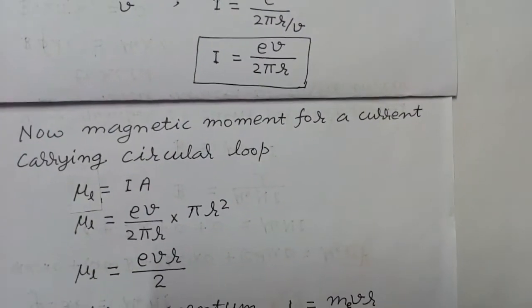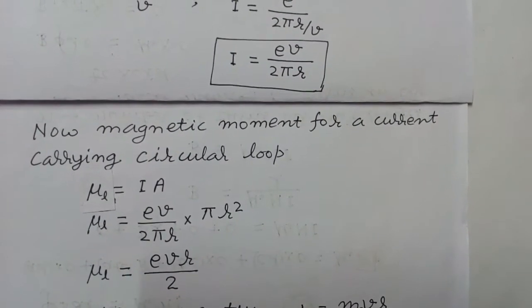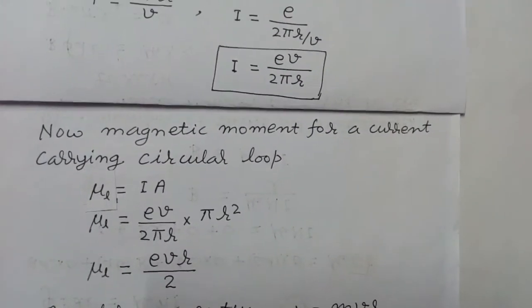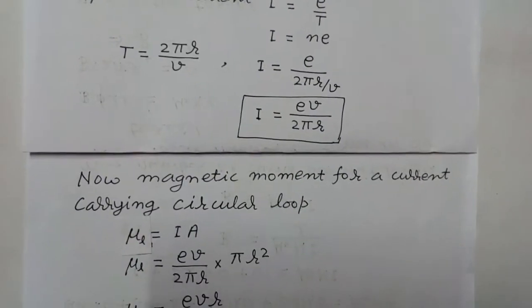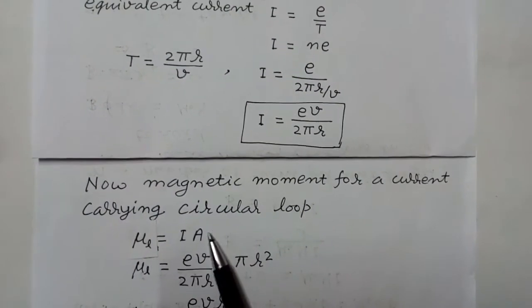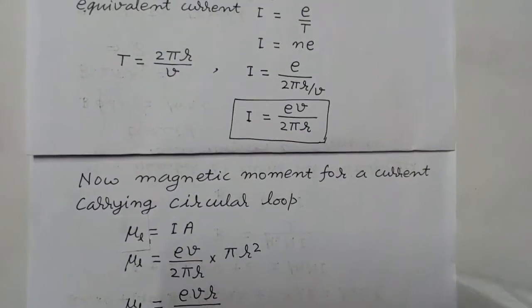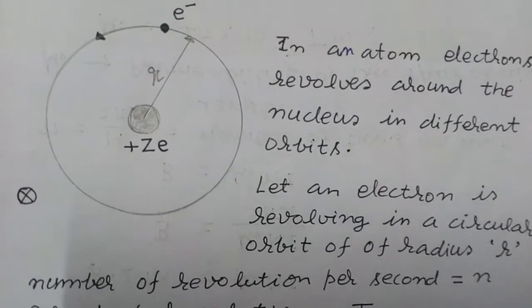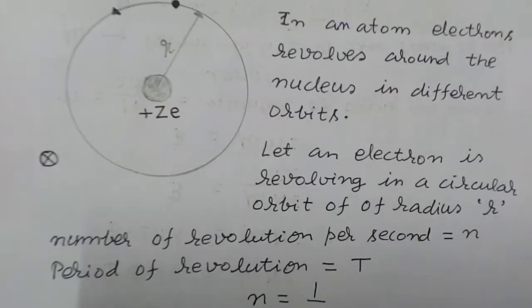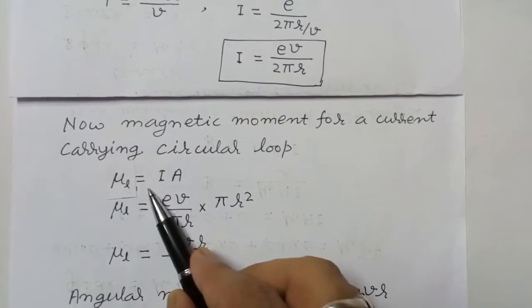We also know that a current carrying loop has its magnetic dipole moment, which is given by the formula I into A, where I is current flowing through the coil and A is area enclosed by the coil. So here, magnetic dipole moment produced by the electron. Since electron is revolving in circular orbit, let its orbital magnetic dipole moment be represented by mu suffix L. So mu L is equal to IA.